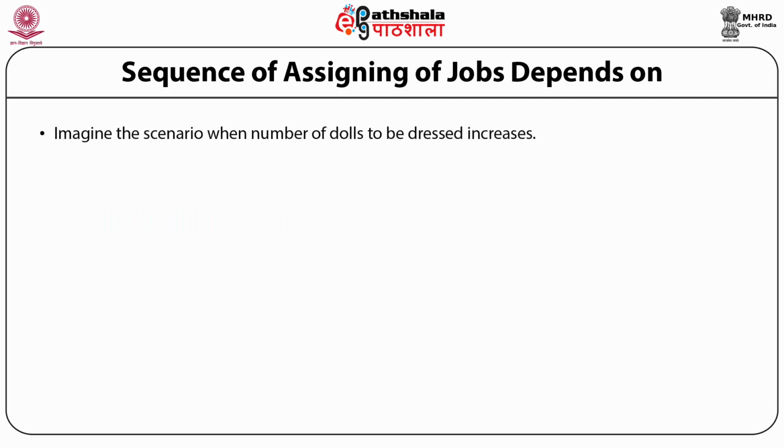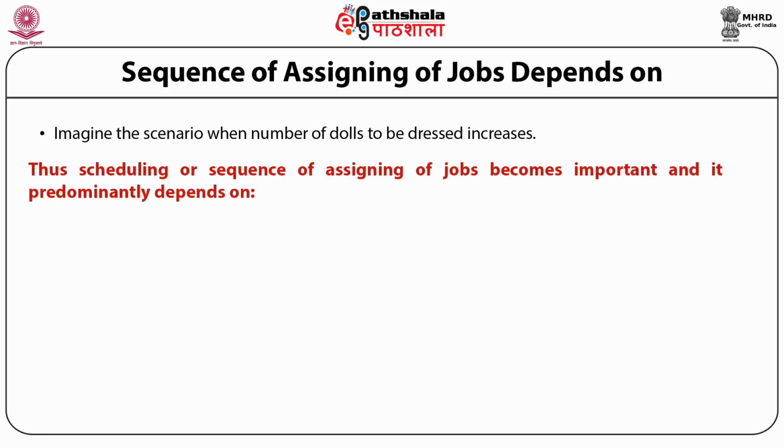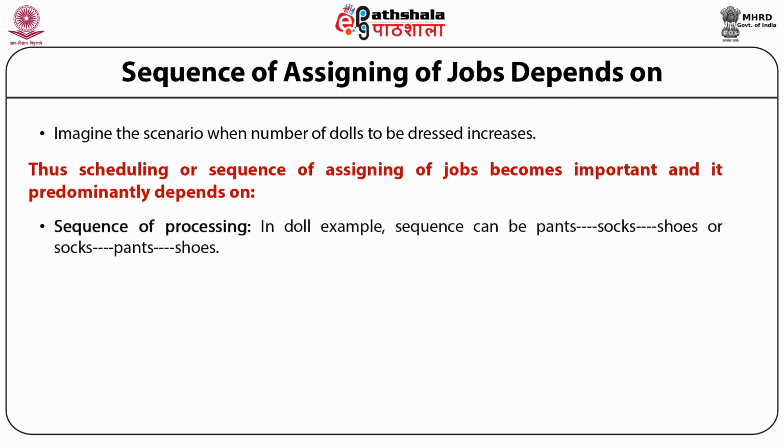Imagine the scenario when number of dolls to be dressed increases. Thus, scheduling or sequence of assigning of jobs become important, and it predominantly depends upon sequence of processing. In doll example, sequence can be pants, socks, shoes, or socks, pants, shoes. Sequencing problem increases if variety of jobs asks for different operations. Variety of jobs increases in batch production system.